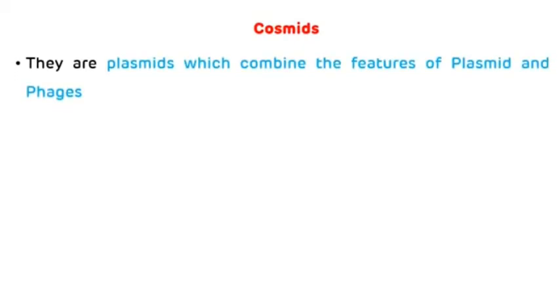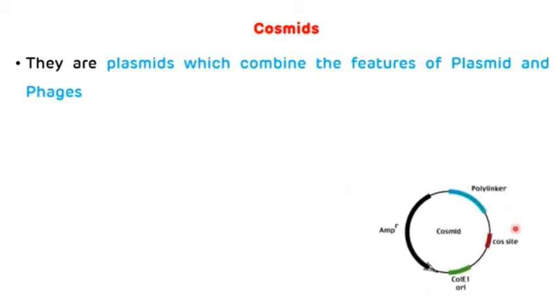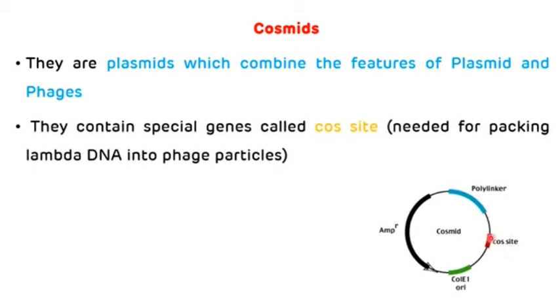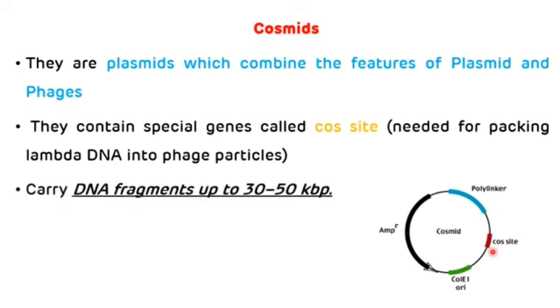Now cosmids. They are plasmids which combine the features of plasmids as well as bacteriophages. This is the structure of a cosmid, which has the combined features of plasmids as well as phages, and they contain special genes called the cos site, which is needed for packing lambda DNA into phage particles. And they can carry DNA fragments of up to 30 to 50 kilobase pairs. So that is about cosmids.